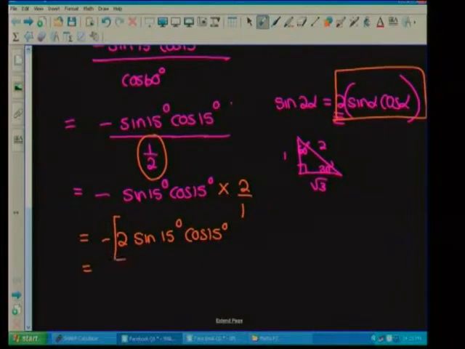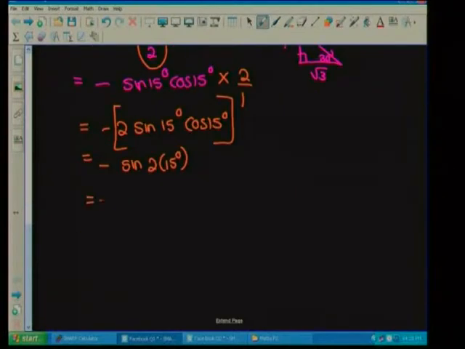I can ignore the negative for now, just leave it outside, and say this becomes sine of 2 times 15 degrees. Of course, you don't have to show that step. You can go straight to negative sine 30 degrees. But if you do the step, it's also fine. Now, once you here, the sine of 30 is a half. And that's the end of this question.